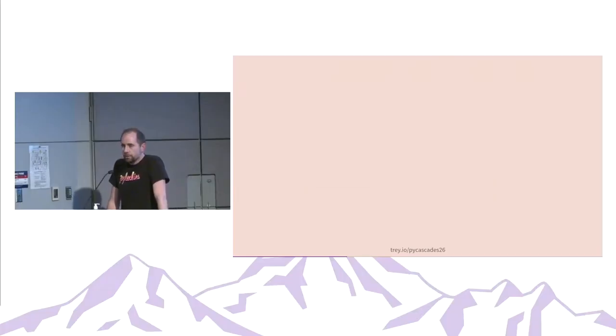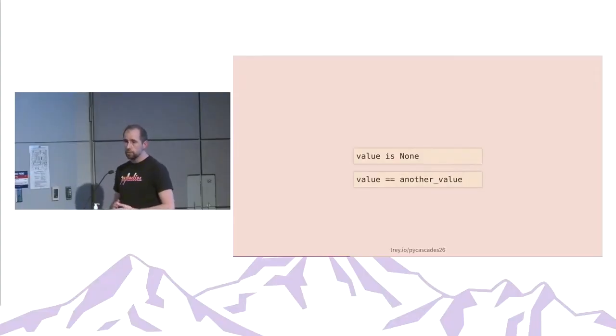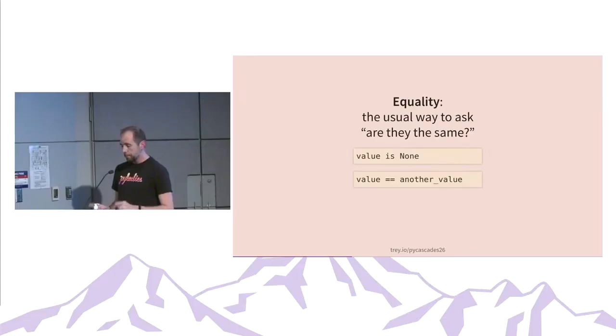The is operator is very rarely used in Python outside of comparisons to None. When we ask, are they the same, we usually want the double equals operator. We usually want equality. Checking equality is much more common in Python than checking identity. But identity can be handy when you're debugging. If you suspect that two variables point to the same object, the is operator will tell you whether they do.